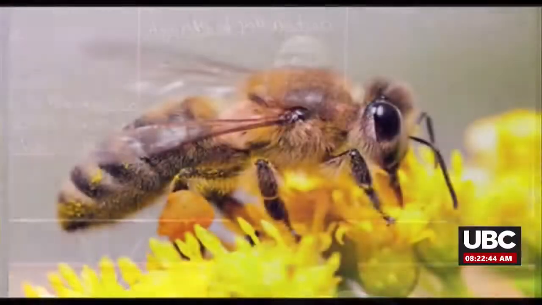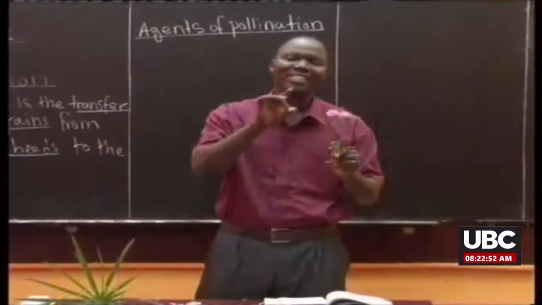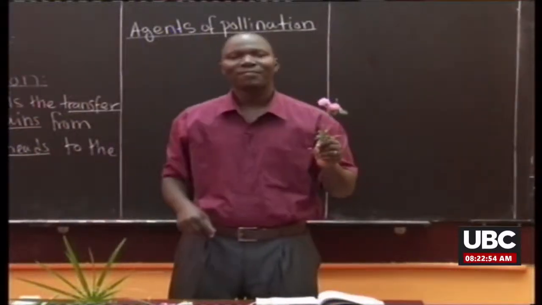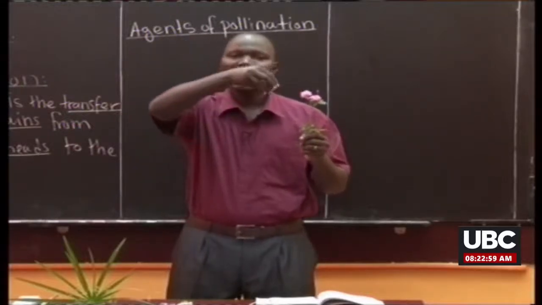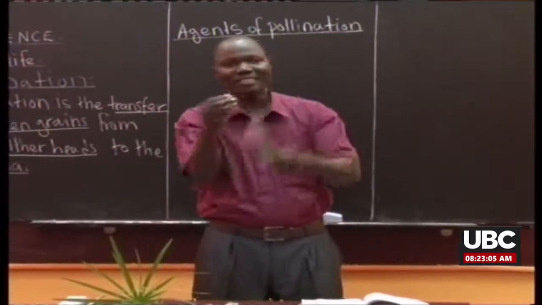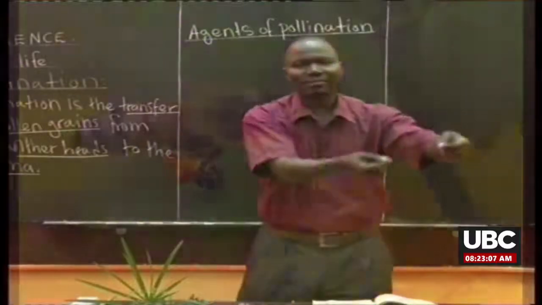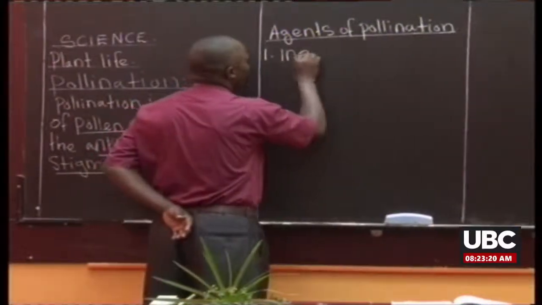Among them, there is one common friend called a bee. A bee is another good example of insects that pollinate flowers. A bee will come, fall on this flower, and as it moves away, the pollen will stick onto it. As it goes onto another flower, it leaves the pollen there.